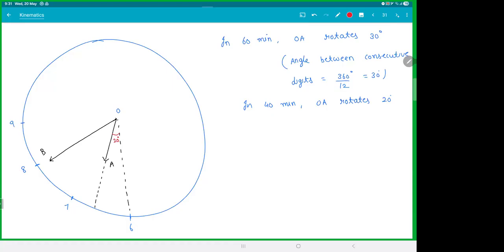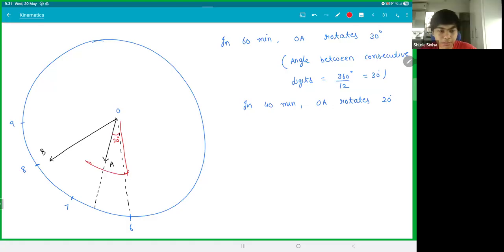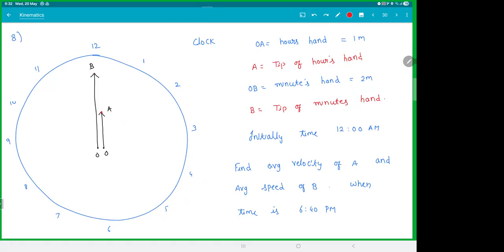Most people think like this: at 6:40, it will be here. When it is 7 o'clock, will the hour hand suddenly go to 7? No, right? Sir, what is the length of OB given? One second. OB was 2 meters. OA was 1 meter. Everyone clear with the picture?